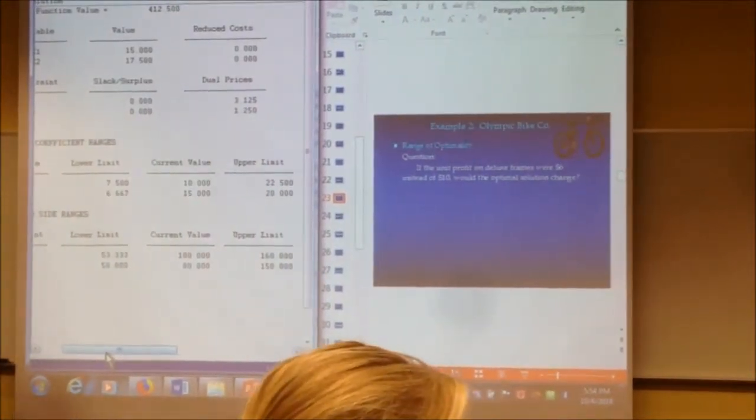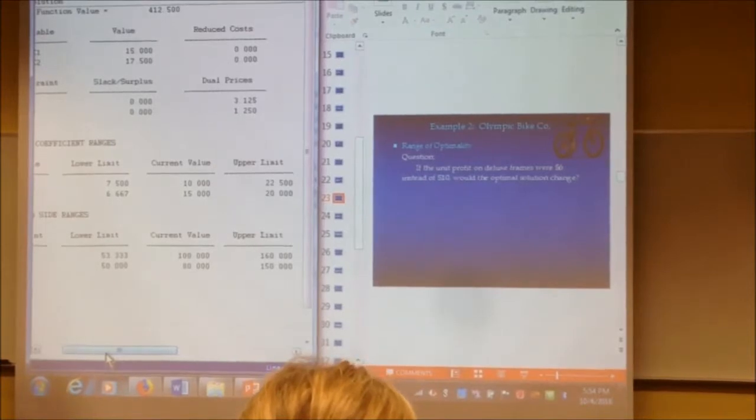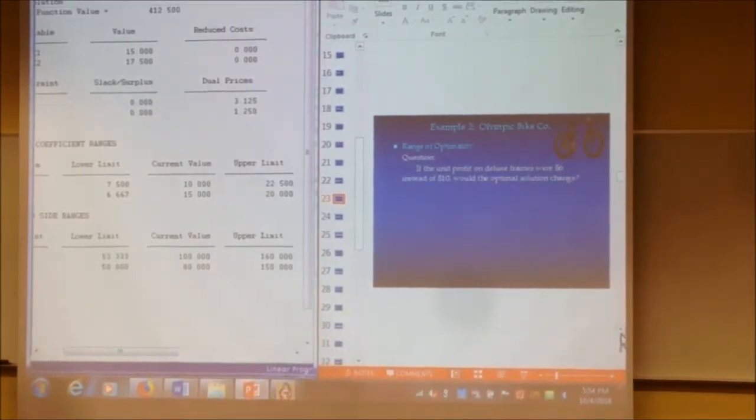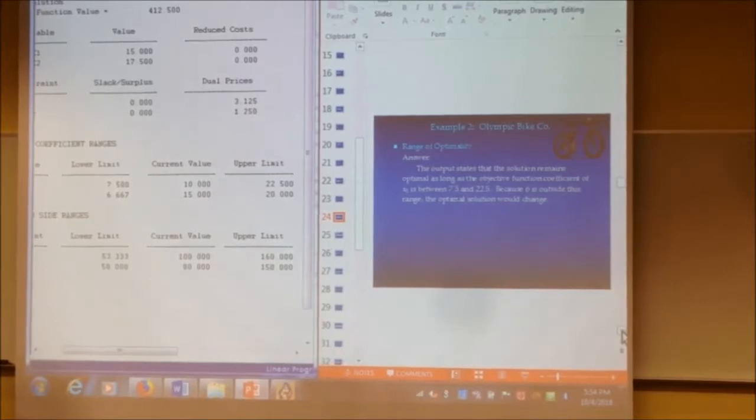Ready? PowerPoint says if the unit profit on a deluxe frame were $6 instead of, what is this? This is range of optimality. Amen. Did it switch slides on me? Or did I? There it is. There we go.